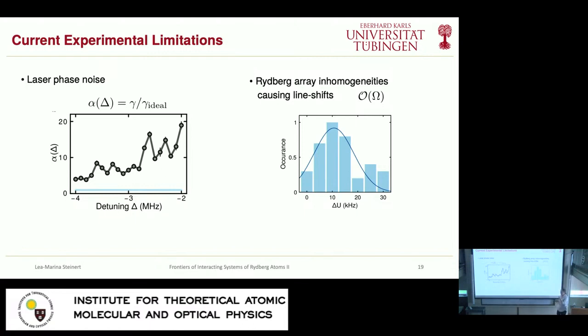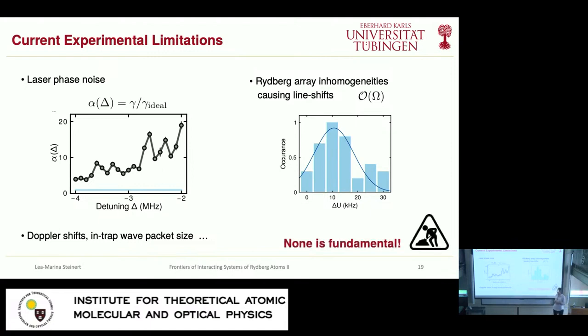And then there are still some motional effects like Doppler shifts, which you could also improve in terms of improving your Raman sideband cooling and so on, and the intra-trap wave packet size, which could also allow for some motion-spin entanglement and so on. But all of them are non-fundamental. They're all individually already kind of solved. So we just have to combine all those different techniques to overcome those issues and get into a coherent regime.